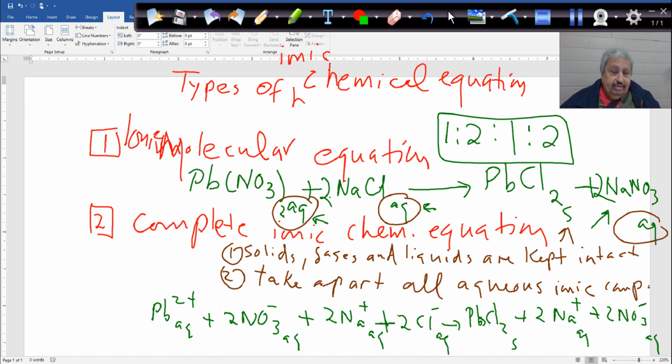We took apart all the aqueous compounds soluble in H2O and kept any ionic compound that is solid, gas, or liquid intact, right? So now the net ionic will come. In the net ionic, we will discard or delete all spectator ions.